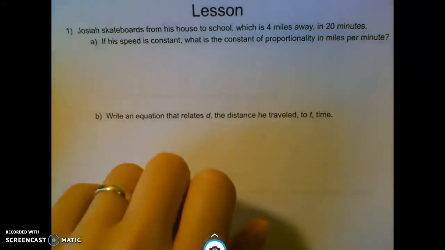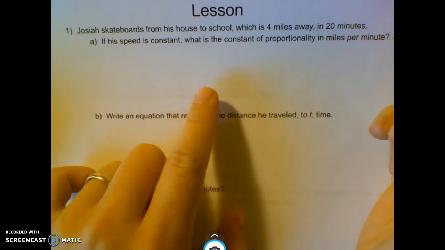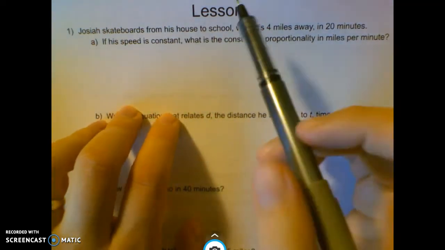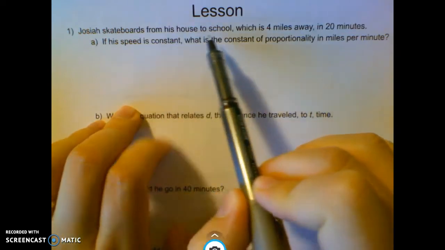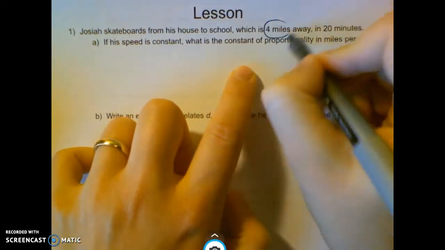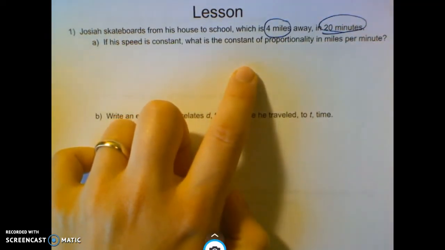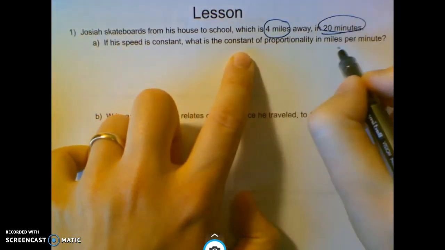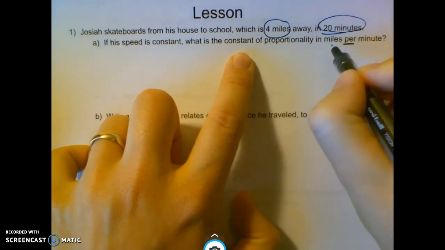Previously, we practiced again with calculating constant of proportionality and unit rate. Now we're going to use that to write equations and solve problems. So Hosea skateboards from his house to his school, which is 4 miles away, in 20 minutes. If his speed is constant, what is the constant of proportionality in miles per minute?